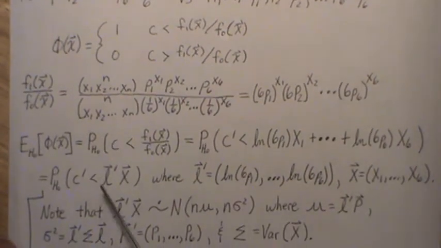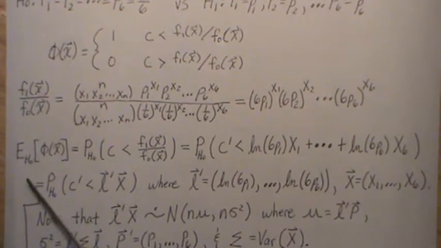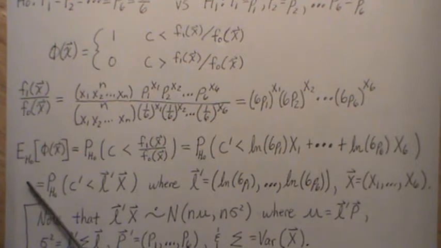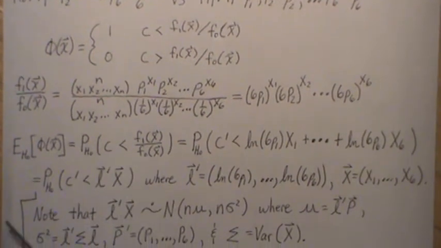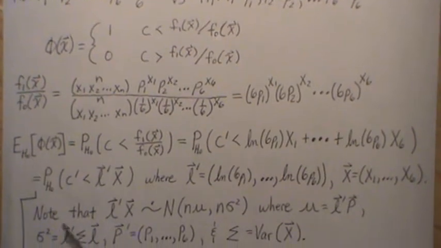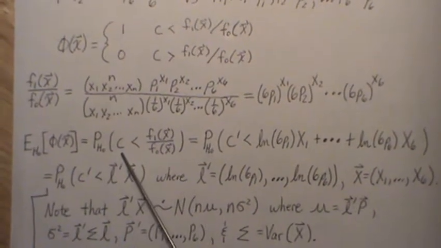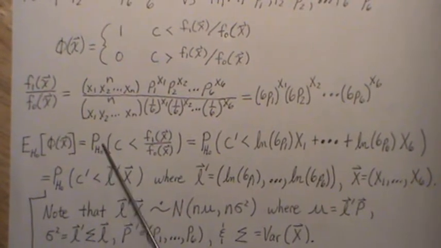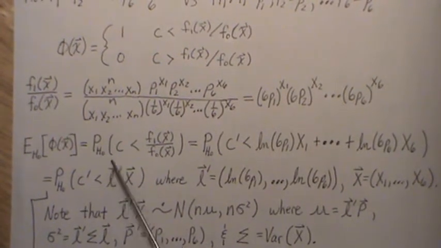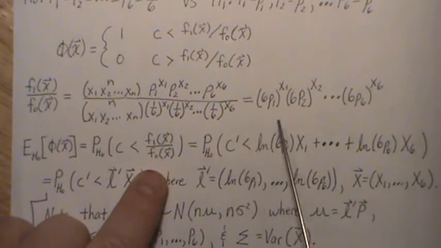So now, if we take the expected value of phi under the null hypothesis, that represents the probability of a type 1 error, or alpha. And we're under the null hypothesis, so the probability that the likelihood ratio is greater than c, assuming the null hypothesis is true. Now, this piece is this piece.